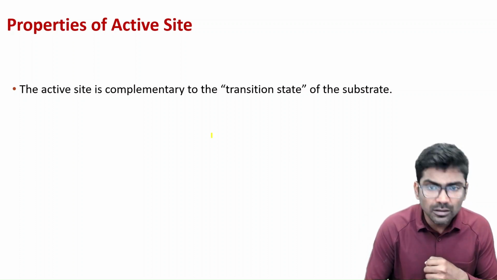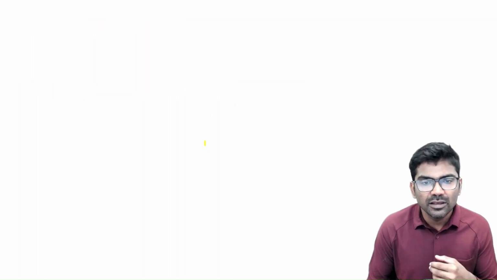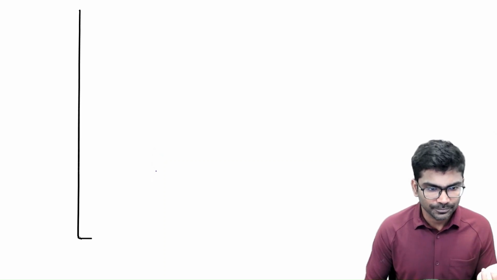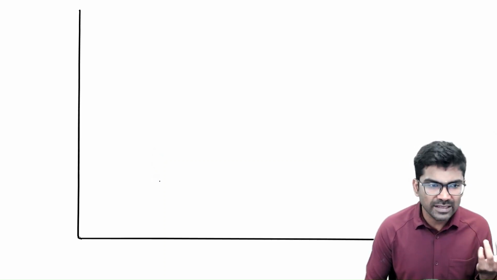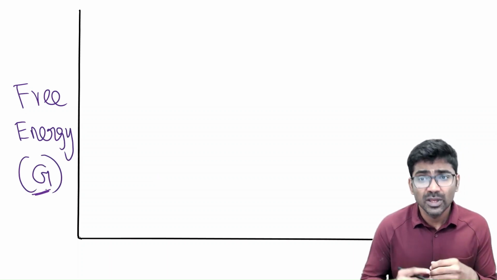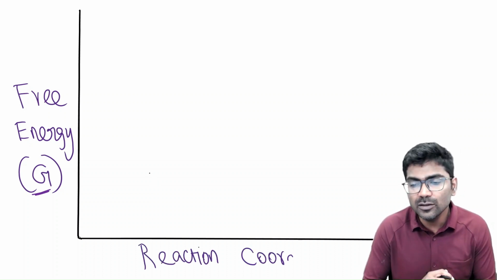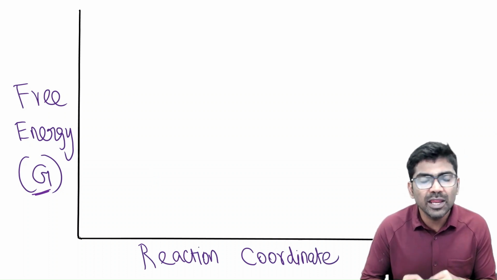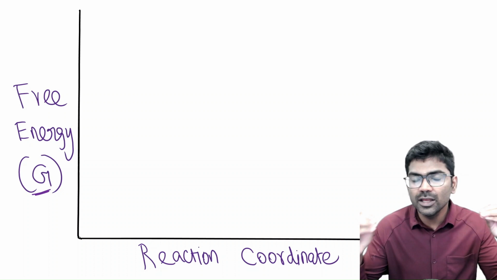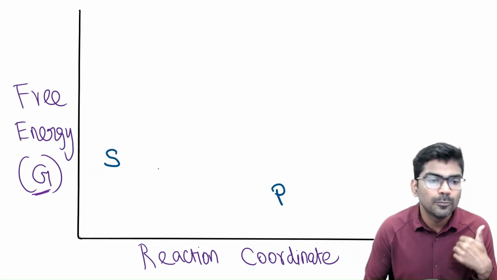What do I mean by transition state? Have you ever heard of this term, transition state? Let me explain this. Look at this. In the vertical axis, free energy is plotted. G stands for Gibbs free energy. In the horizontal axis, it is the reaction coordinate. Reaction coordinate explains the position of substrate and product. So here is your substrate, here is your product.